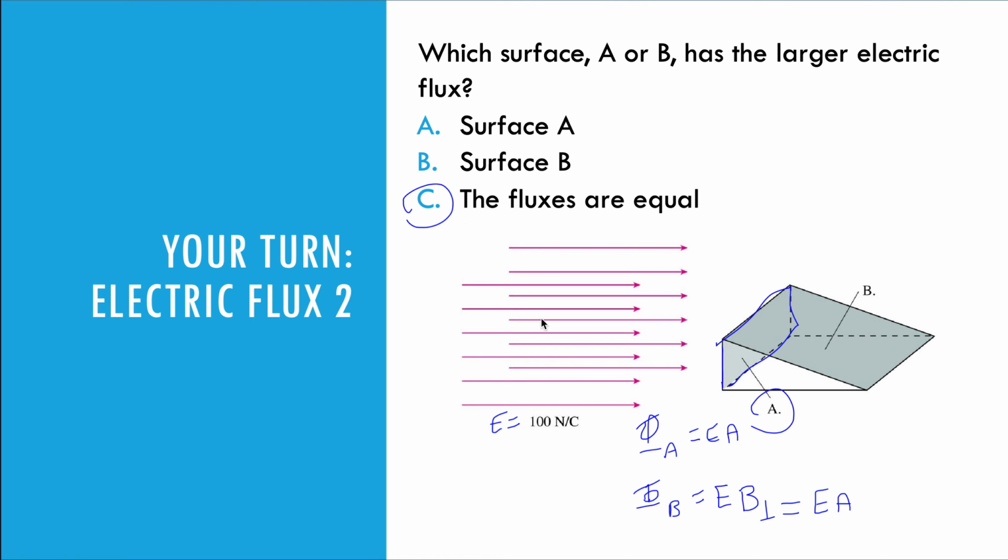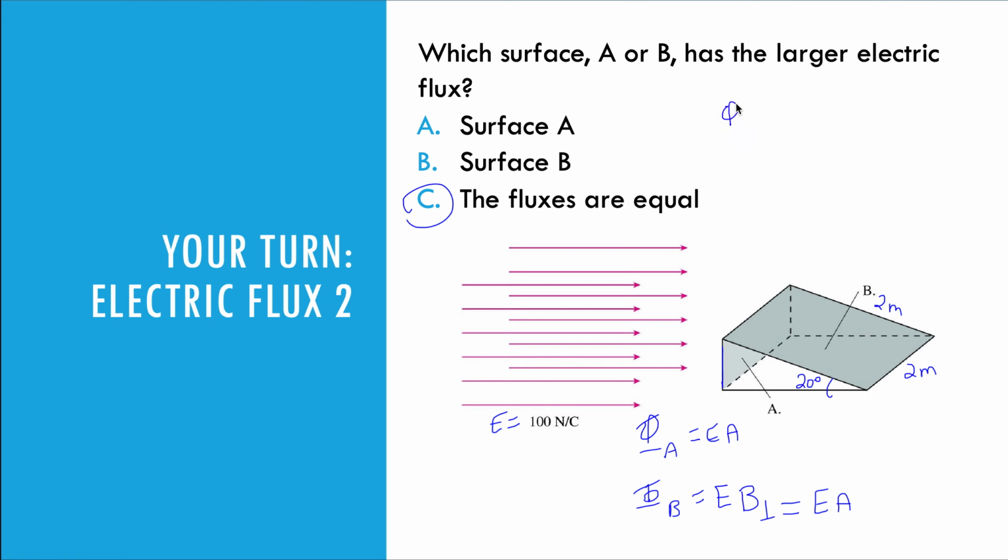Now I do want to add one quick follow-up to this example. Let's say that we wanted to calculate the electric flux through surface B. Let's say that we were given a couple of values. This is just a follow-up, it's not written in here, but that's okay. So let's say we're given this angle here is 20 degrees, and this shaded surface B here is 2 meters by 2 meters. How do we find the electric flux?